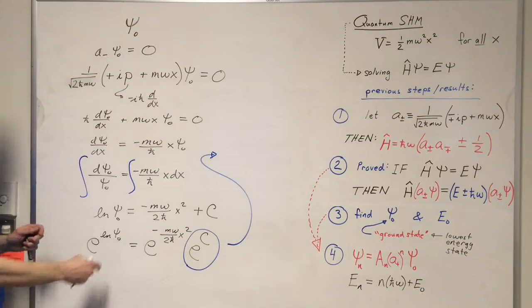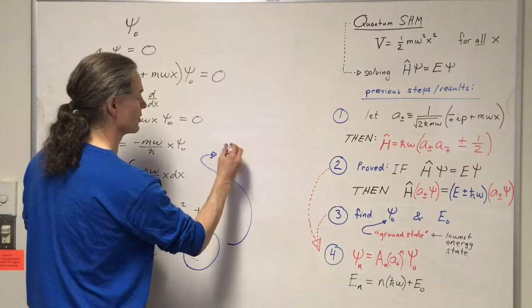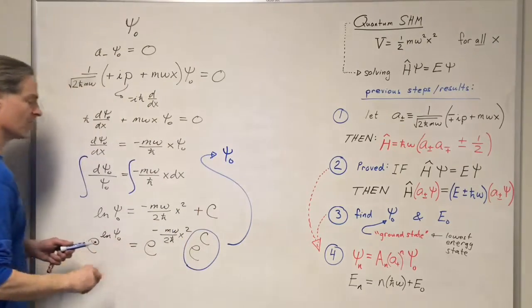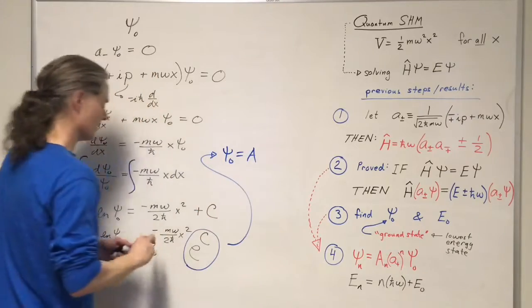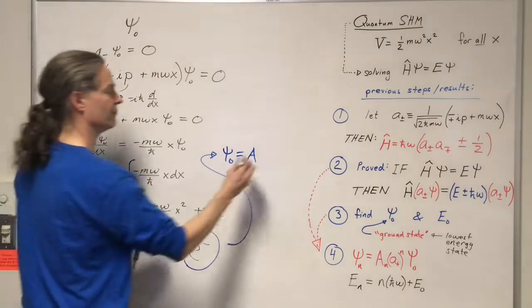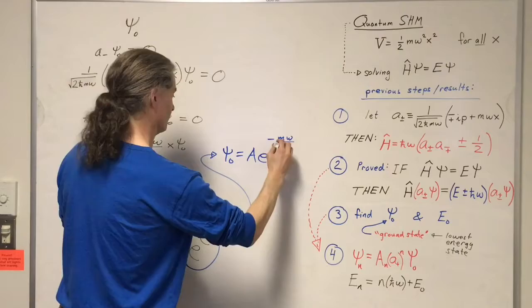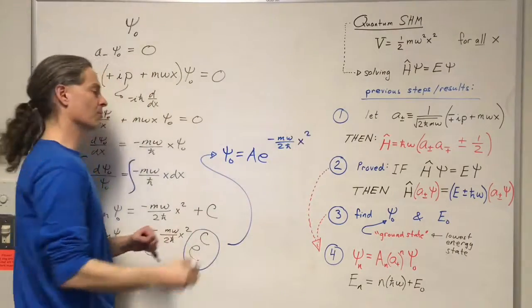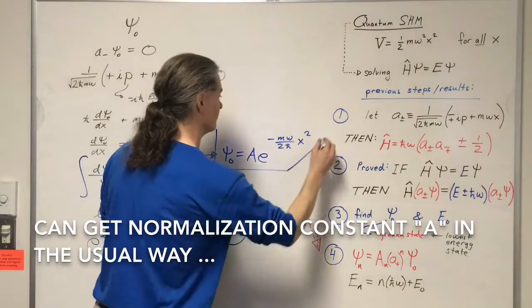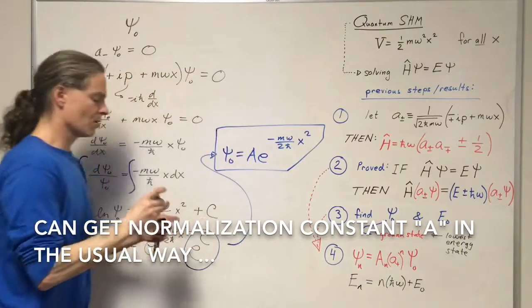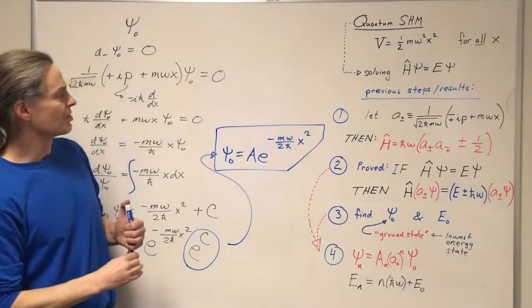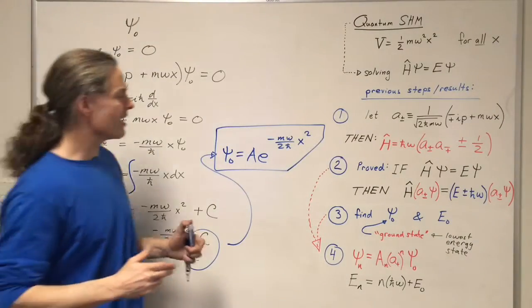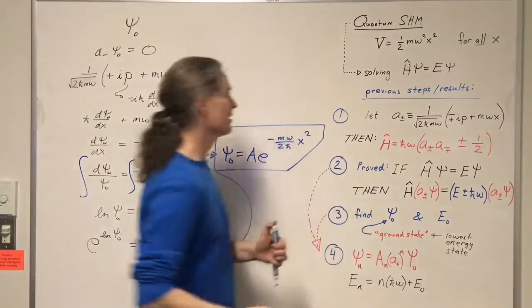And so here's our result. e to the natural log of psi sub 0 is just psi sub 0. And on the right-hand side, we've got a constant and this stuff. And we're done. So we found the lowest energy eigenstate of the Hamiltonian. The only thing we need to do now is find the corresponding eigenenergy.